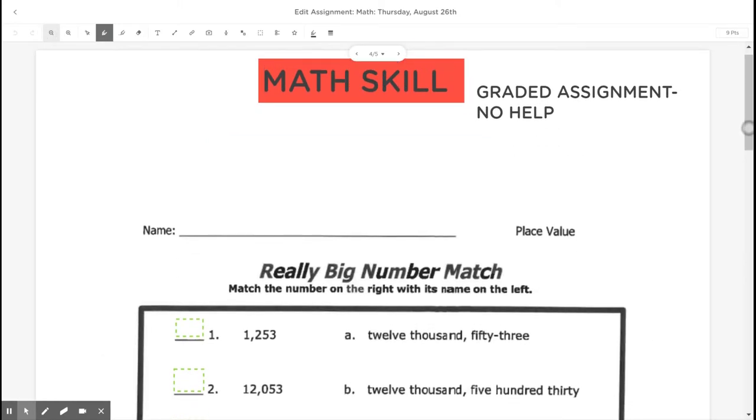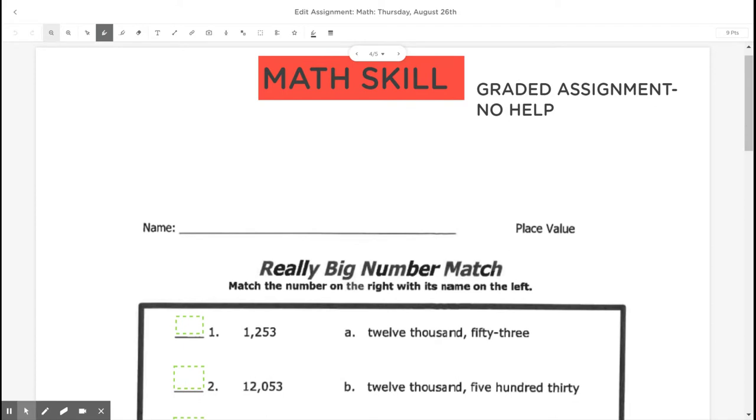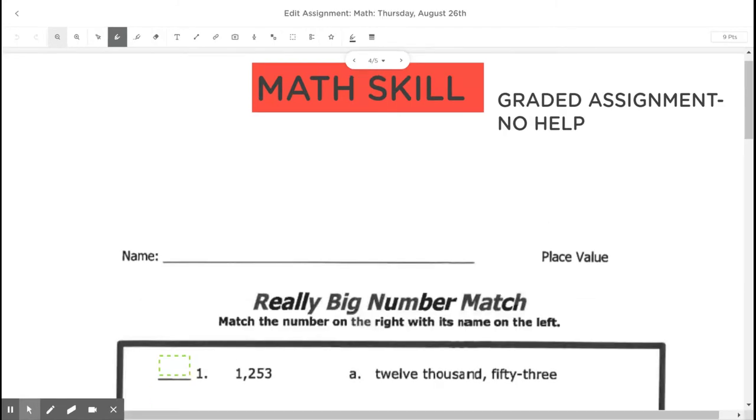you are completing this assignment for a grade. You cannot have anyone help you on this one. I want to see what you know, okay? How this works, and you need to look very carefully. I'll try to zoom in so you can see the tools a little bit better.